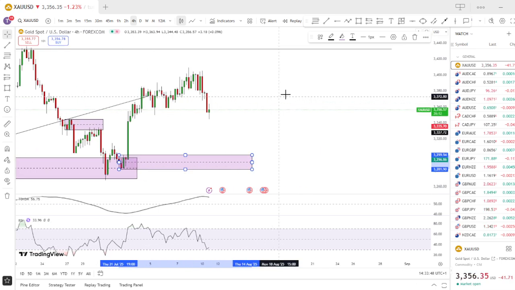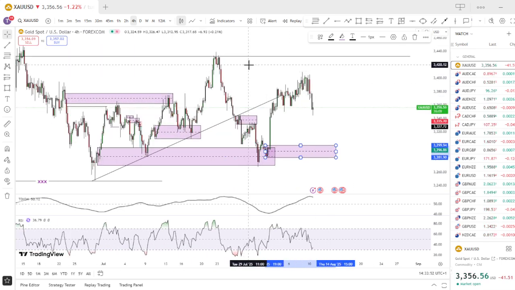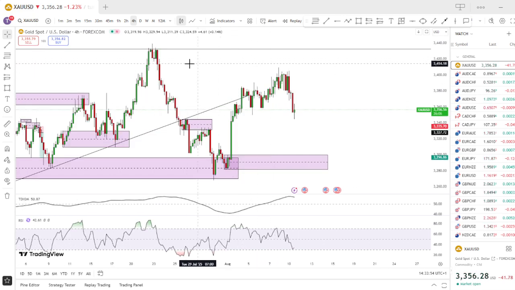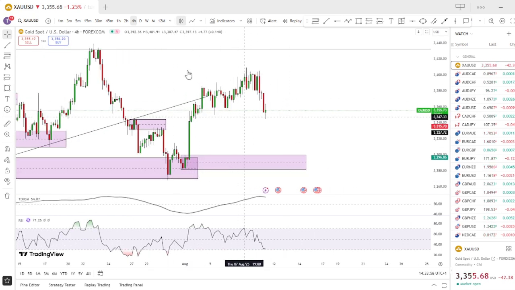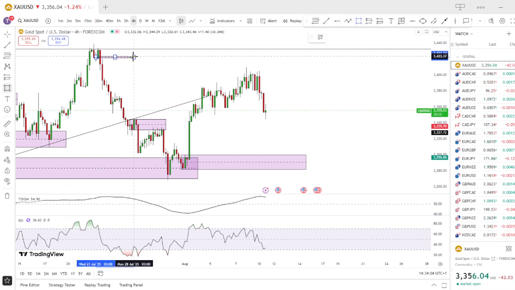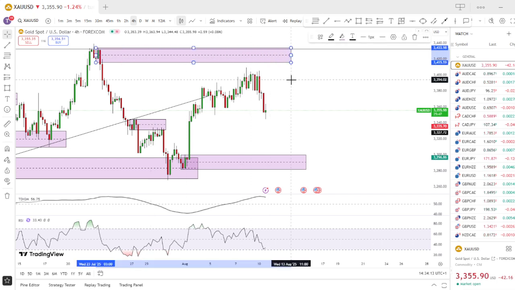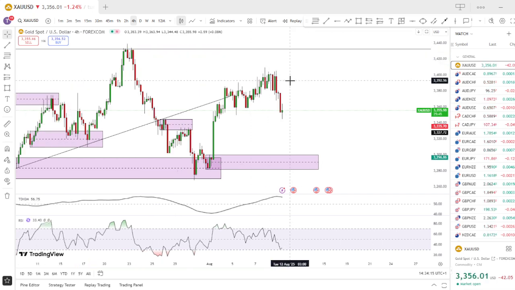For the sales, I would still expect price to come up a little bit before we get a sell. That's if price doesn't just keep dropping from it. But if at all you're looking for a re-entry for the sell, or a sell entry rather, this would have been a very good enough region around here. I do not think price got there, did it? Almost did.